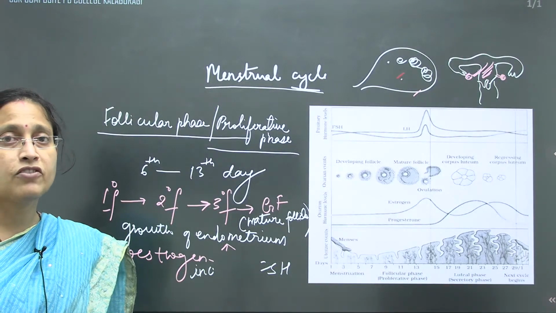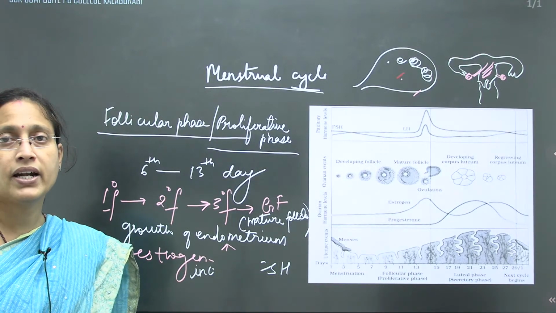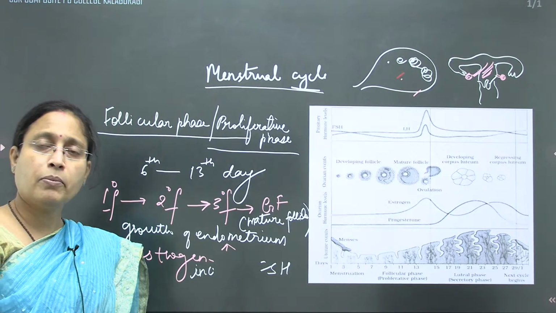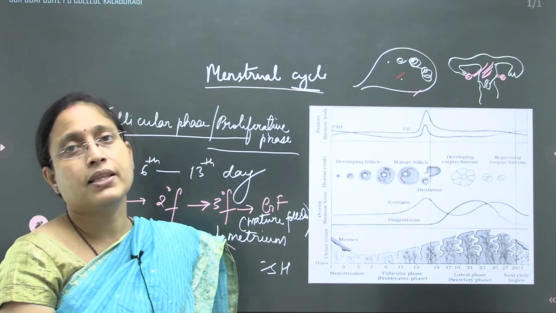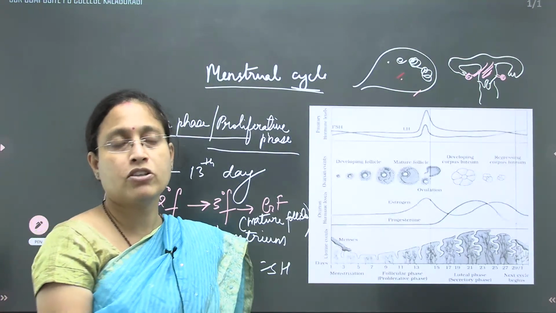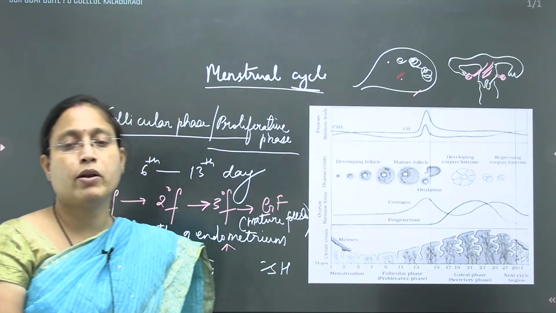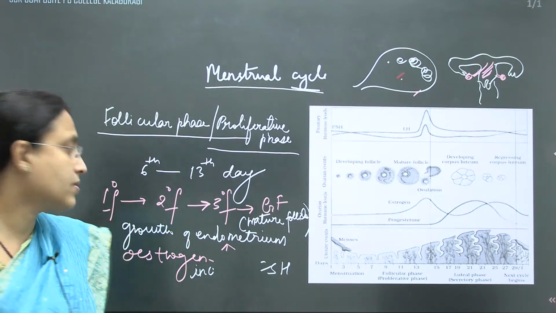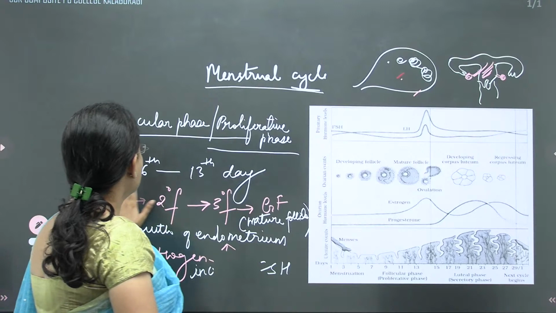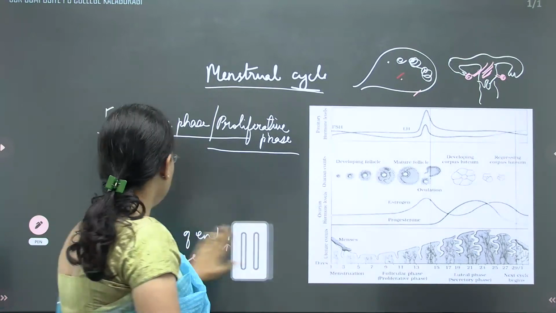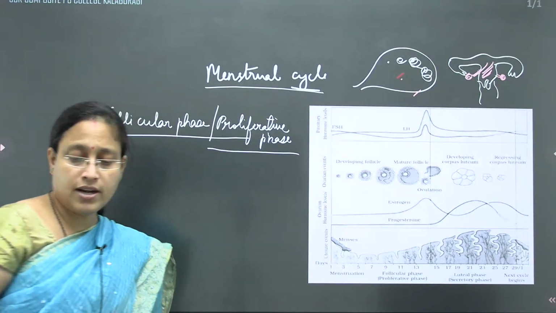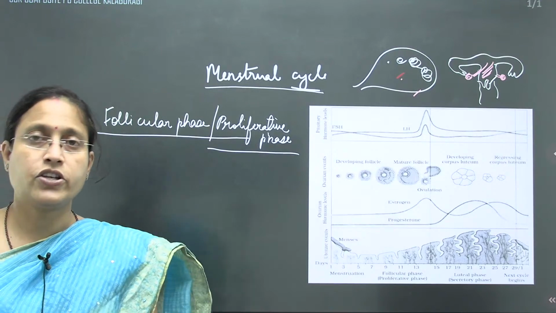Remember, very easy. In case of female, FSH means follicle stimulating hormone. However, even in the male, it is called FSH, but there it has a role in spermatogenesis, and here it has a role in development of follicle as well as oogenesis. So next is the female hormone called estrogen and its function.